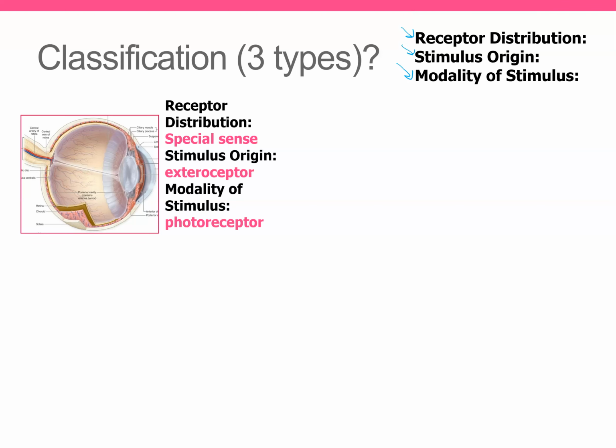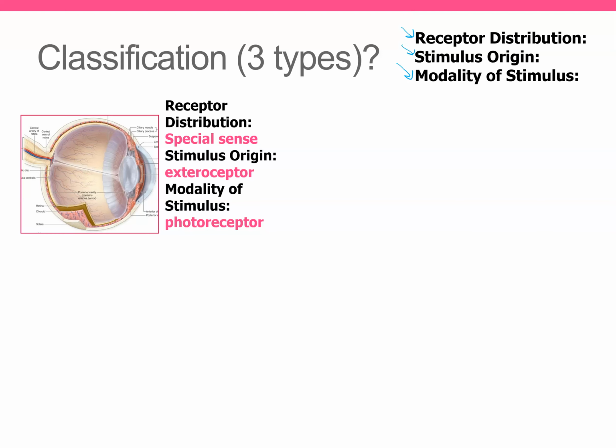All right, so you should have come up with these answers. It is a special sense receptor distribution, not general senses. This is one of the special senses. It's located in the head, the eyeballs. Stimulus origin is going to be from outside of the body because you see a dog walking towards you. That's, of course, not inside of your body. So that's an exteroceptor. And then the modality is going to be a photoreceptor.